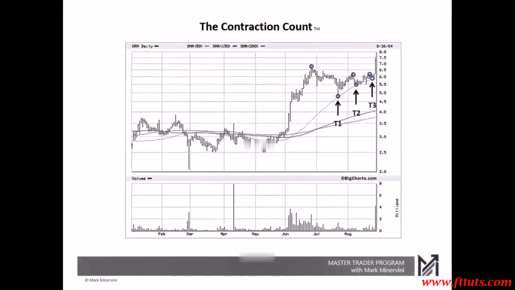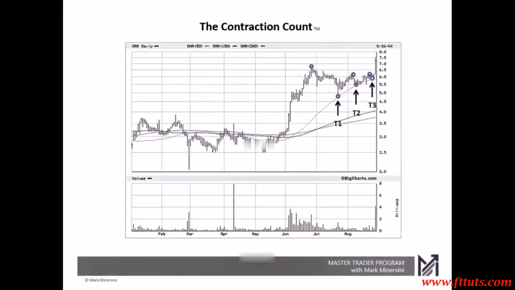This VCP is something that I've coined and termed, and now a lot of people use this term. There's a lot of videos on YouTube and so forth about this. Basically, it's simply the price volatility getting less and less from left to right. From the left side of the chart, you're going to have the most volatility until the bottom. And then when you start running up the right side, you're going to start getting less and less volatility.